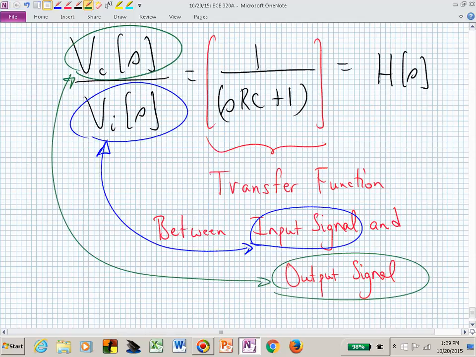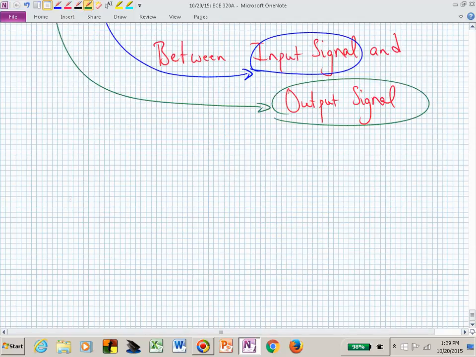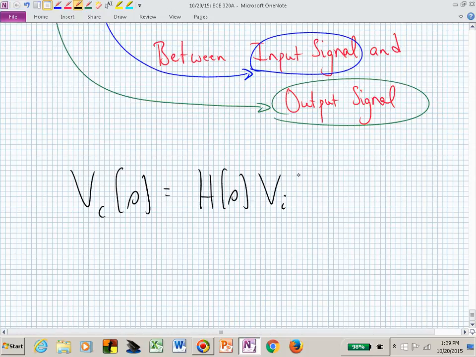So if I multiplied this through by the input signal, I now have an expression that says the capacitor voltage's Laplace transform is now the transfer function times the Laplace transform of the input. And now somebody could start giving you different inputs, and you could start answering the question, what's the output going to look like for those different inputs? My system hasn't changed. My system is still this low-pass filter. It's still capital H of S.